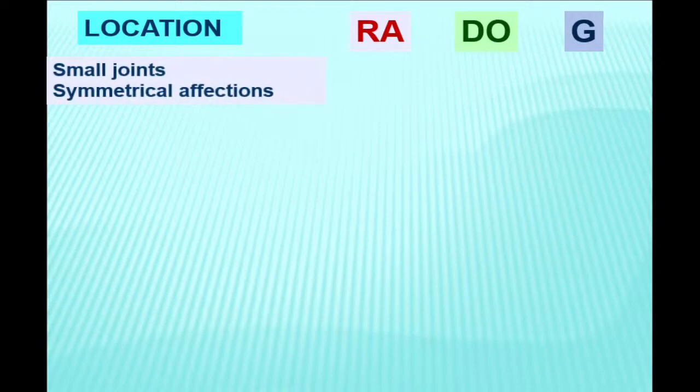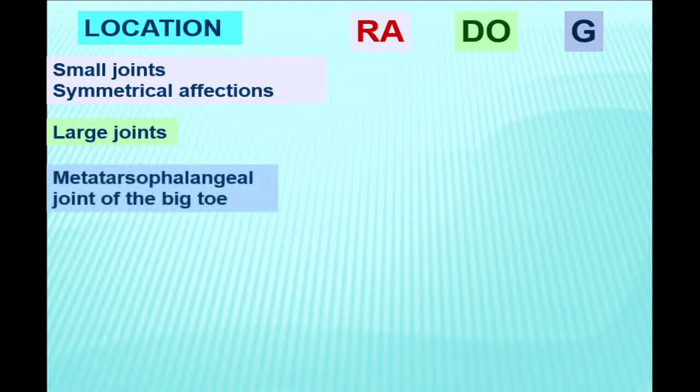Small joints with symmetrical affection is characteristic for rheumatoid arthritis. Large joints more typical for deformed osteoarthritis, and specific beginning of the disease from big toe and affection of metatarsophalangeal joints, typical for gout. Later, in any pathology may be involved all other joints, but if you pay attention on the beginning of pathological process, it has specific features.